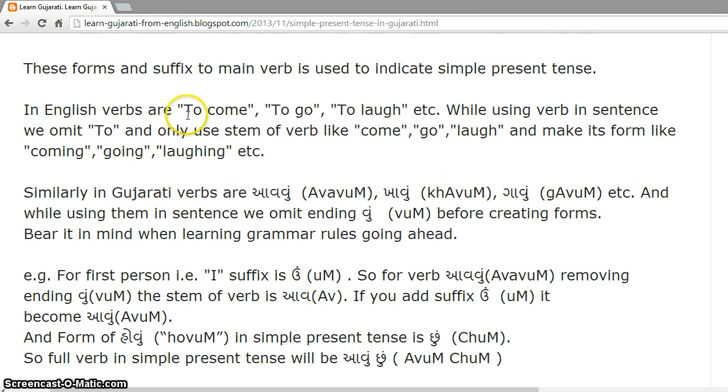In English, verbs are to come, to go, to laugh, etc. While using these verbs in a sentence, we do not use this "to", we strip it out. Similarly, in Gujarati, verbs are avavu, khavu, gavu, etc. When we use these verbs in a sentence, we strip out this ending vu. So whatever remains is called the stem of the verb: av, kha, ga, etc.